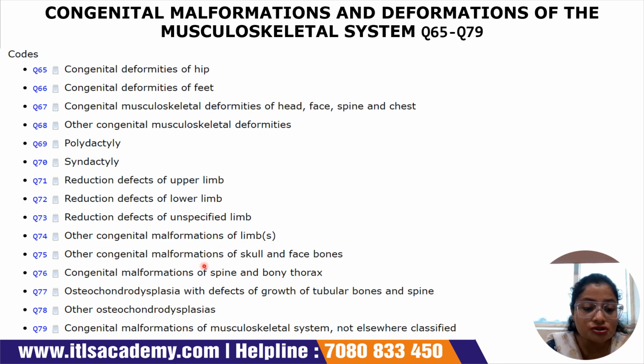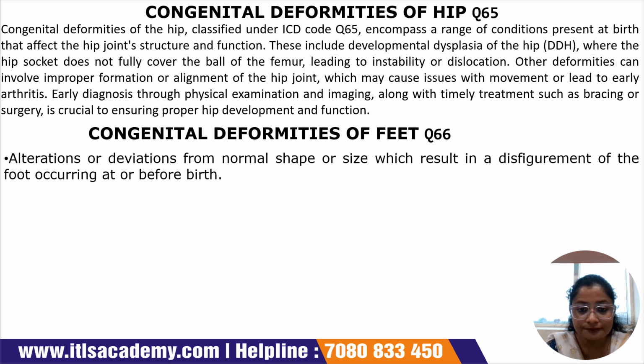Then we have other congenital malformations of skull and face bones. Then we have congenital malformations of spine and bony thorax. Then we have osteochondrodysplasia with defects of growth of tubular bones and spine. Then we have other osteochondrodysplasias, and lastly we have congenital malformations of muscular system that are not elsewhere classified.